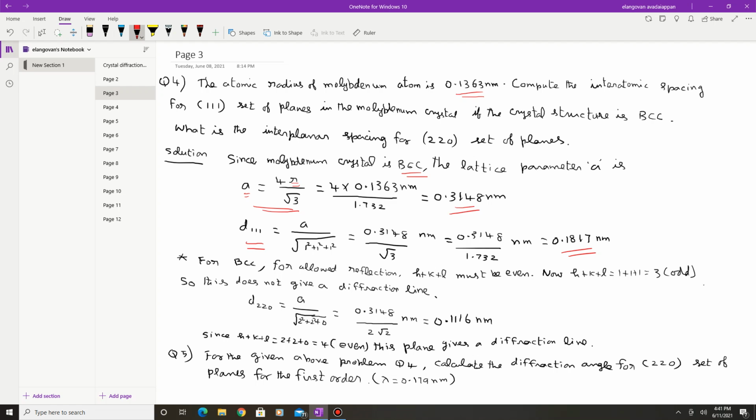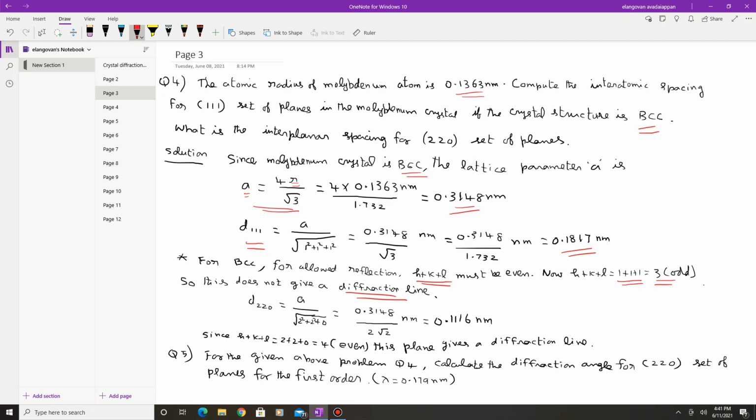Now, this is a molybdenum crystal, which is a BCC crystal, as given. So for a BCC, for the allowed reflection, this h k l sum must be an even number. Now for the 111 plane, h plus k plus l is equal to 1 plus 1 plus 1, which is equal to 3, this is odd. Since it is odd, this plane does not give a diffraction. That is important.